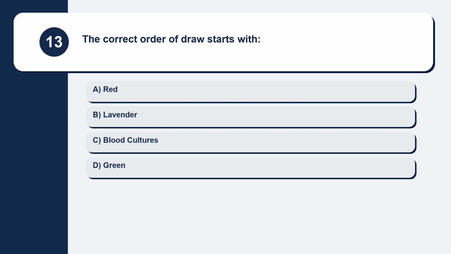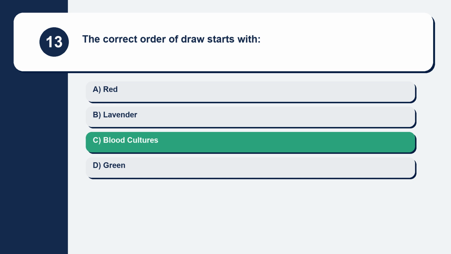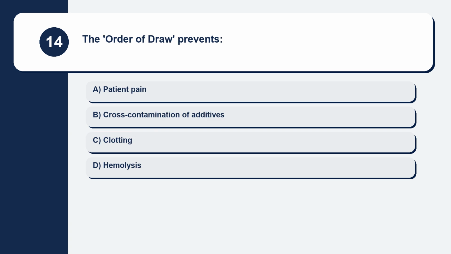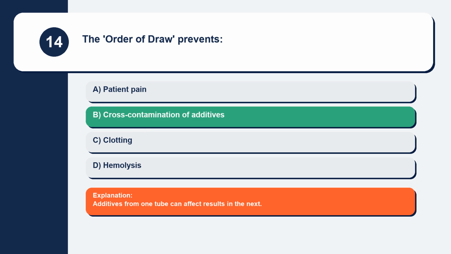Question 13. The correct order of draw starts with red, lavender, blood cultures, green. Cultures come first to prevent contamination. Question 14. The order of draw prevents patient pain, cross-contamination of additives, clotting, hemolysis. Additives from one tube can affect results in the next.